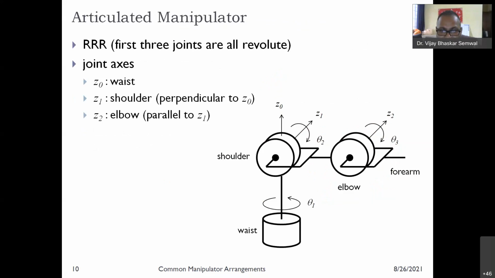This is your wrist, this is your shoulder, this is your forearm, and elbow. Sorry, waist. This is your waist, this is your shoulder, this is your elbow, and the forearm. So you have 1 degree of freedom here at the waist, and this is the Z0 axis, then Z1 at the shoulder, and this Z1 tells you that you are rotating around this axis.